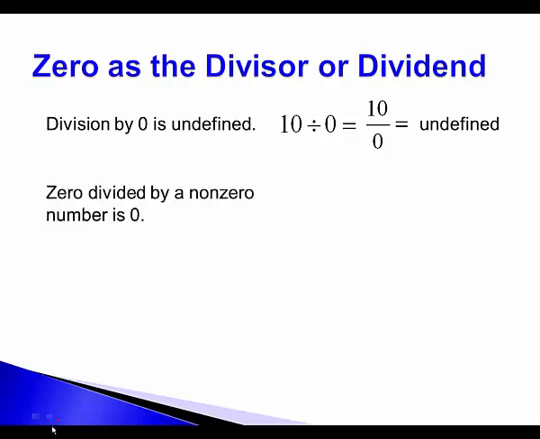Now we want to look at 0 divided by a non-zero number, and that is equal to 0. For instance, if you have 0 divided by 3, you could write that as 0 divided by 3, and the answer to this problem will be 0.